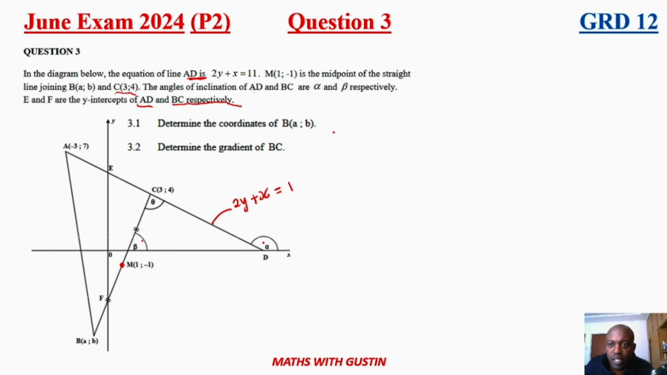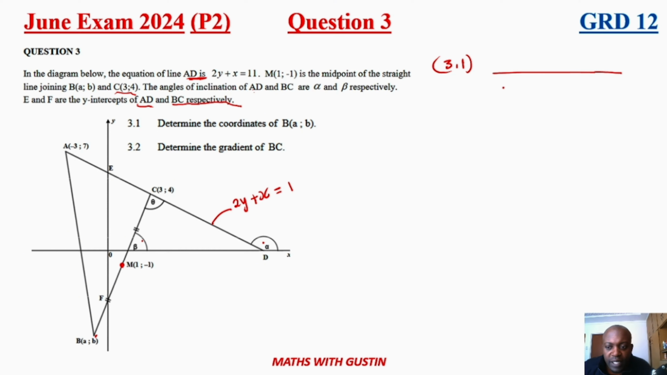So now let's have a look at 3.1. 3.1 says determine the coordinates of B. Okay, what is B? B is sitting here, and then we have M and C on the same line, and they did say M is a midpoint. So what we're going to do now is illustrate 3.1 here for you guys so that you fully understand it. This is basically what is happening here.